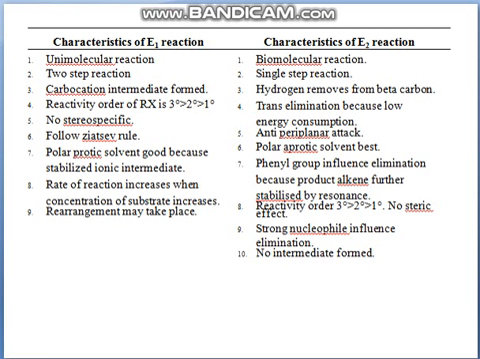E1 reaction is a unimolecular reaction. E2 reaction is a bimolecular reaction. E1 reaction is a two-step reaction. E2 reaction is a single-step reaction. In E1, a carbocation intermediate is formed. In E2, hydrogen is removed from the beta carbon. Then for E1, the reactivity order is decreasing but it is high. The trans elimination is favored because energy consumption is low.